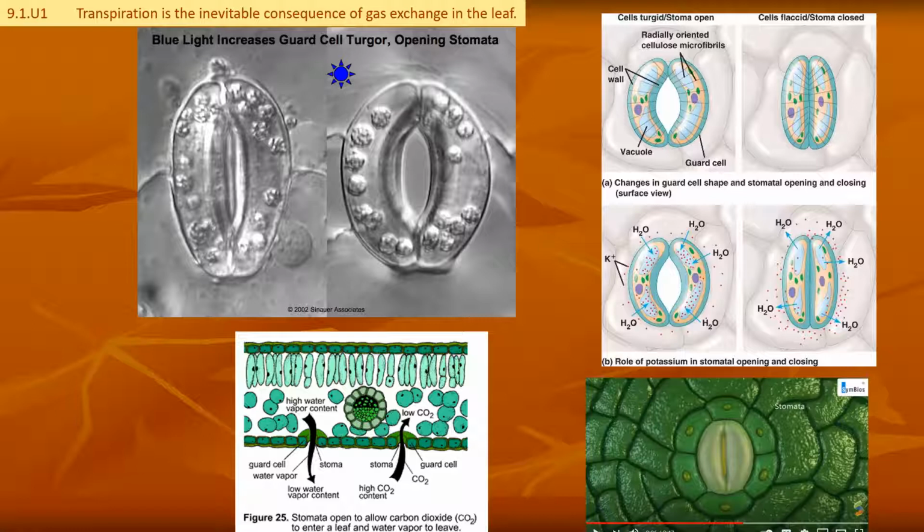I'm going to show you another very short video clip here that kind of emphasizes this relationship and gives you a little bit more detail on the opening and closing of the stomata. The important thing is to understand that it's really all driven by light because it's all driven by the process of photosynthesis.